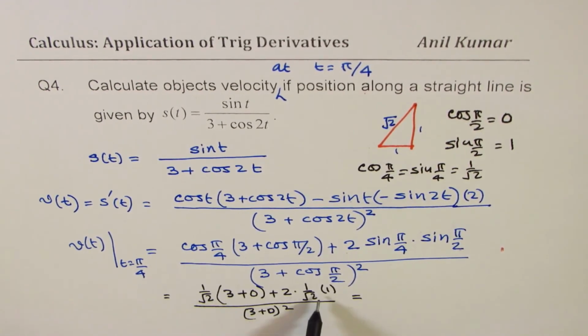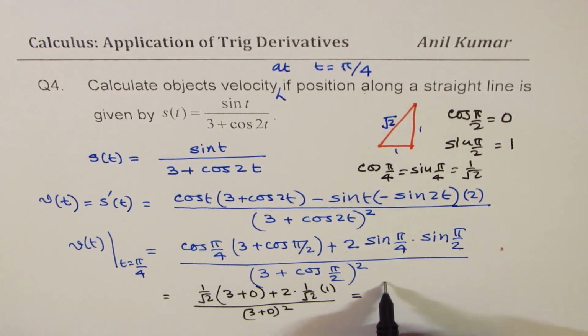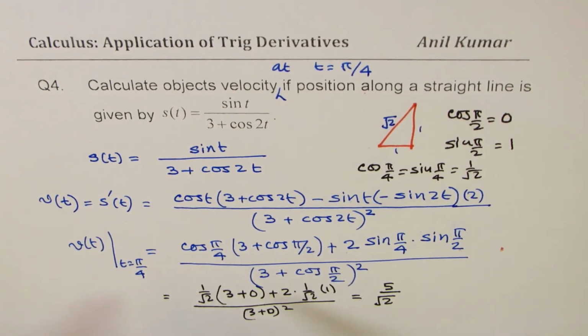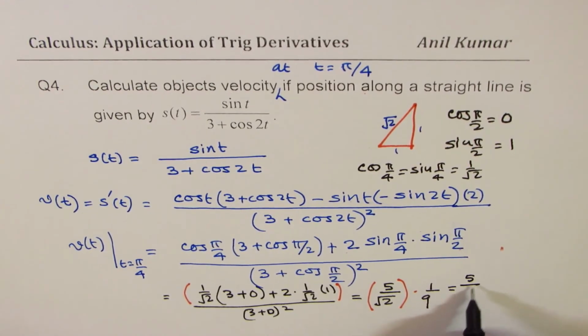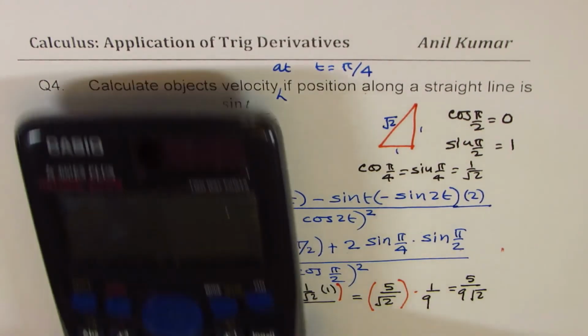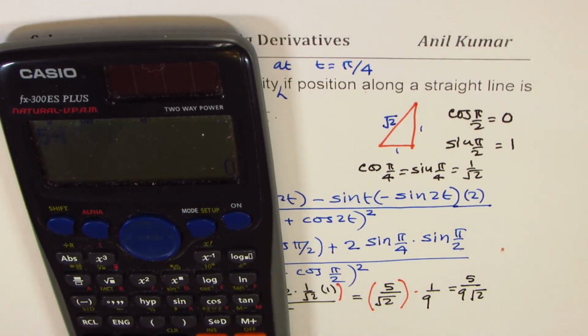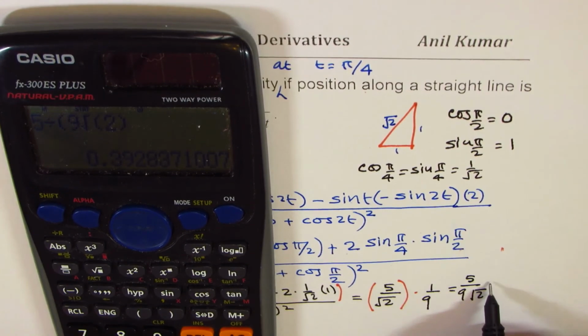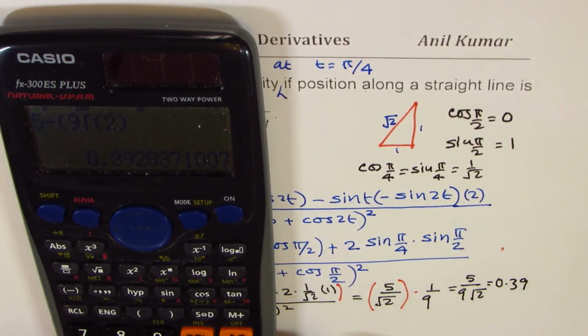Now we have square root 2 in the denominator, 3 plus 2 is 5, so we get 5 over square root 2 in the numerator. The denominator here is 3 squared, so 1 over 3 squared is 9. Perfect. So the answer we get is 5 over 9 square root 2. That is the exact value. The answer could be written in decimals: 5 divided by, within brackets, 9 square root 2 equals 0.39, let us say.